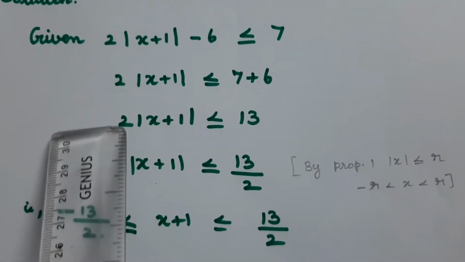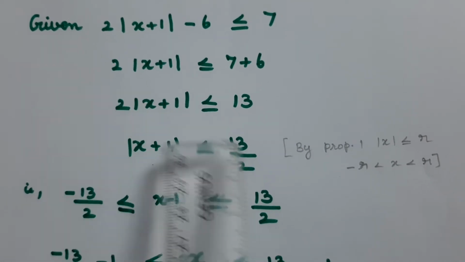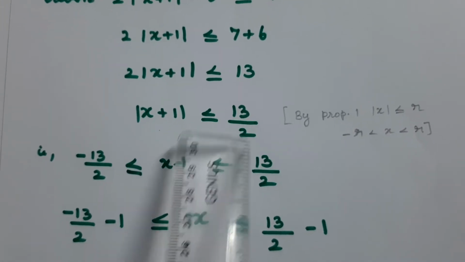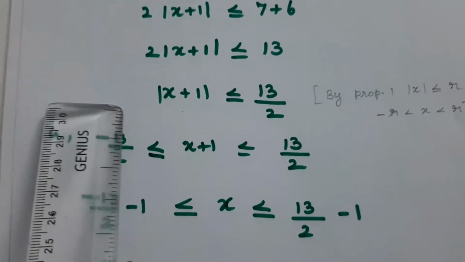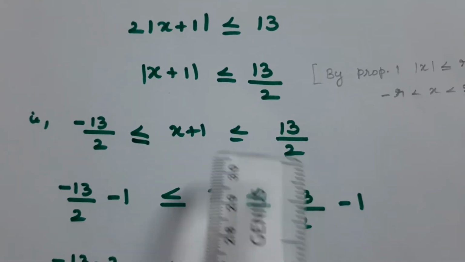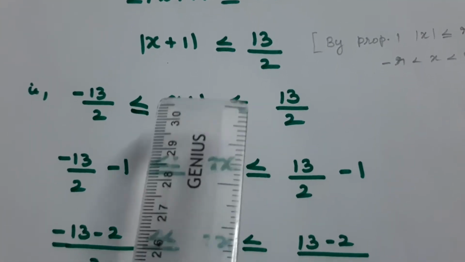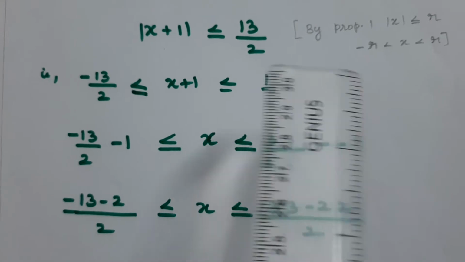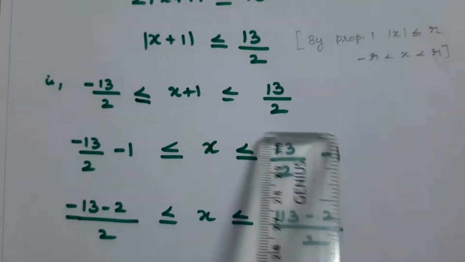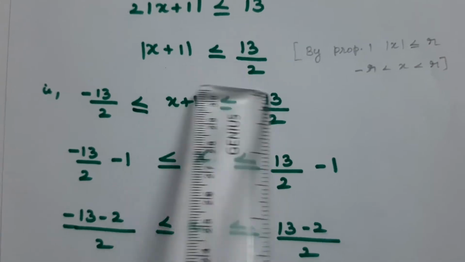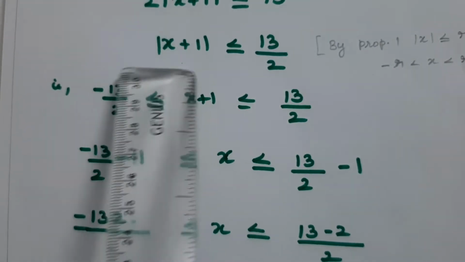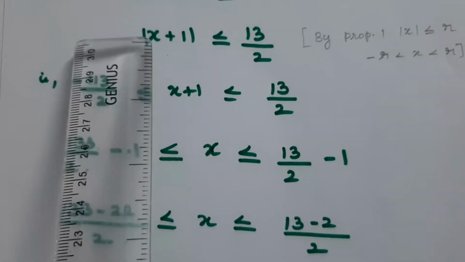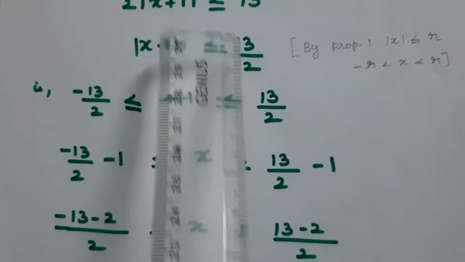Now, bring your 2 to the other side. The multiplication of 2 comes to the other side as a divide. So, this gives you modulus of x plus 1 is less than or equal to 13 by 2. Here we are going to use property 1. What is property 1? Modulus of x is less than or equal to r means it lies between minus r and plus r, that is, minus r less than or equal to x less than or equal to r. Here, in the place of r we have 13 by 2, and in the place of x we have x plus 1. This can be written as minus 13 by 2 less than or equal to x plus 1 less than or equal to 13 by 2.